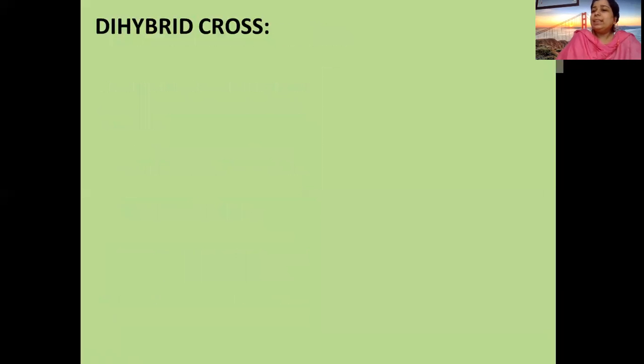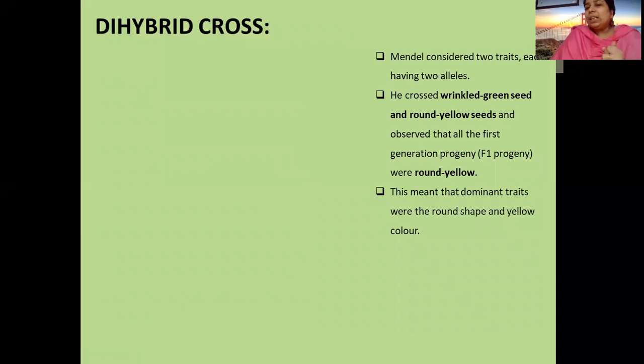Clear? Now the second one was a dihybrid cross. Let's see what a dihybrid cross is. Mendel considered two traits, suppose like green and wrinkled. There it was just tall and dwarf. Here he mixed two characteristics at one time and crossed two characteristics with two characteristics. He crossed green wrinkled seeds with round yellow seeds. What we can see from these words is the shape of the seed and the color of the seed. So we have two characteristics, shape and color.